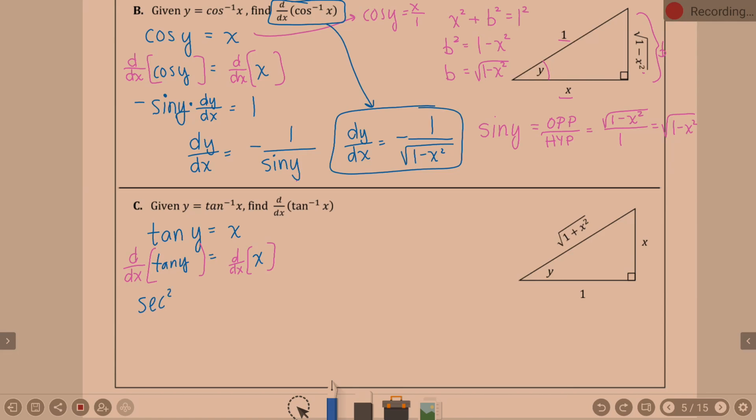Secant squared y times the derivative of y, which is dy dx, equals the derivative of x, which is 1. This part is kind of the same old, isn't it? Dy dx is going to be 1 divided by secant squared y. Did I use that form? I did.